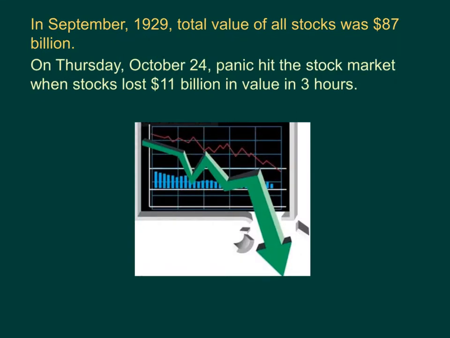In September of 1929, the total value of all stocks was $87 billion. On Thursday, October 24th, roughly a month later, panic hit the stock market when stocks lost $11 billion in just 3 hours. That's a lot of money. So it was a drastic drop. And so everyone started to sell their stocks.